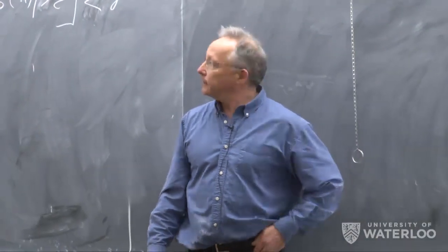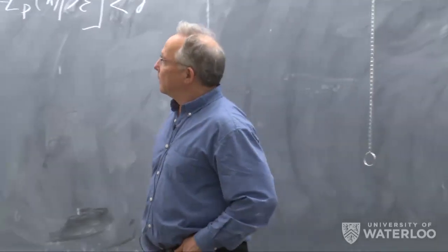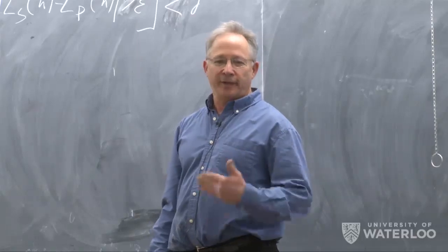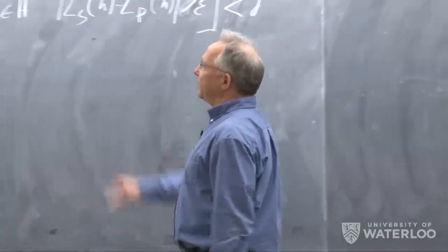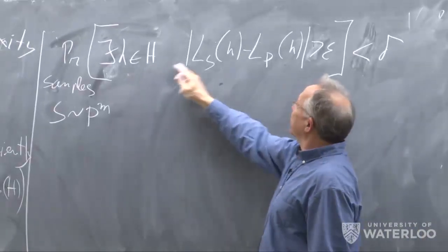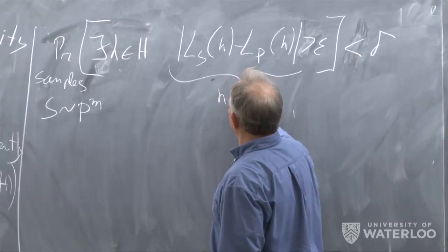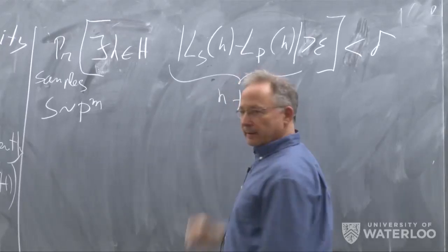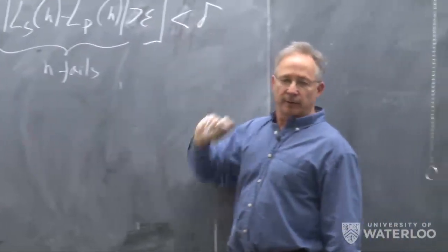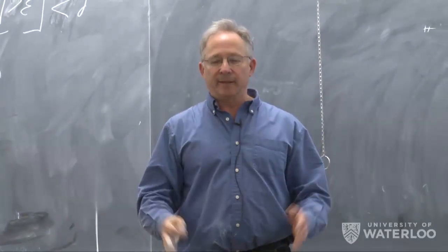Sorry, is this for every H in H, or is this just for some H in H? The success is for every H in H. So I'm saying the probability of failure is the probability that some H in H fails. So I'm saying the probability that some H fails is small. It is like saying the probability that all H's succeed is large.